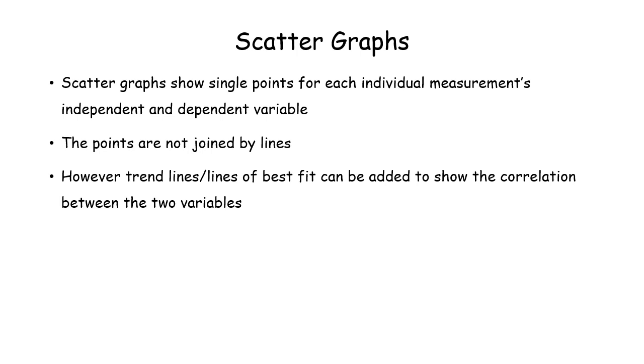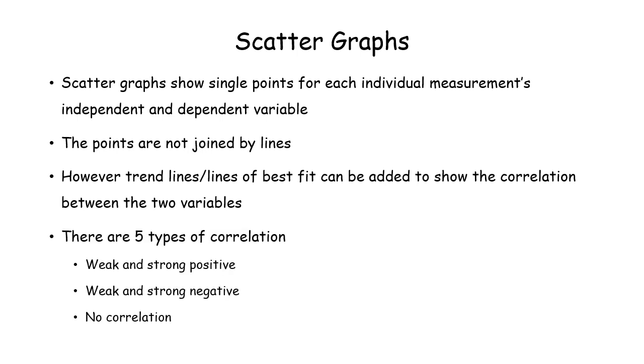However, you may see a trend line or a line of best fit added to show the correlation between the two variables. And there are 5 types of correlation that you need to be able to recognize and describe as such. So we have positive correlation, both weak and strong, negative correlation, both weak and strong, and then we also have the situation of there being no correlation.